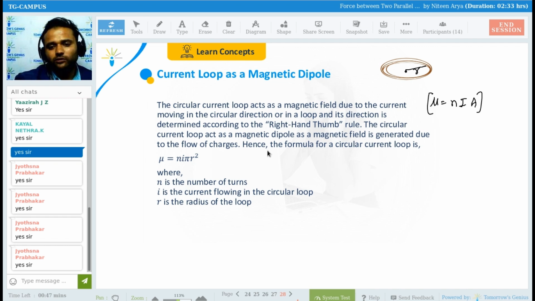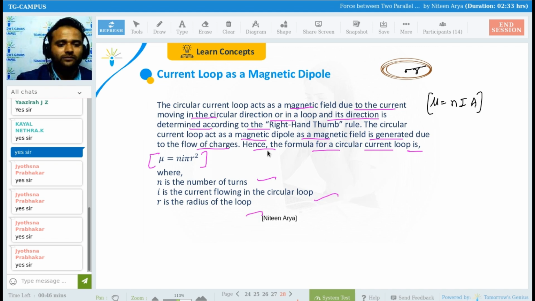The circular current loop acts as a magnetic field source due to the current moving in a circular direction or in a loop, as its direction is determined according to the right-hand rule. The circular loop acts as a magnetic dipole as a magnetic field is generated due to the flow of charges. Hence, the formula for a circular current loop is magnetic moment mu equals N I pi R square, where N is the number of turns, I is the current flowing in the loop, and R is the radius of the loop.